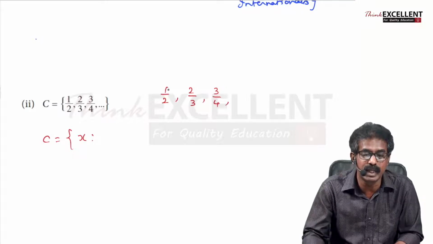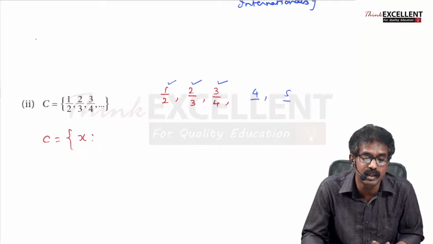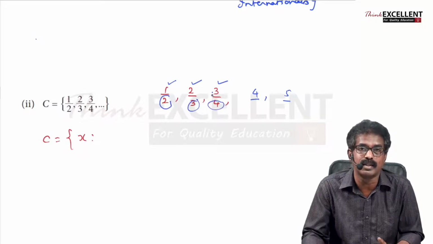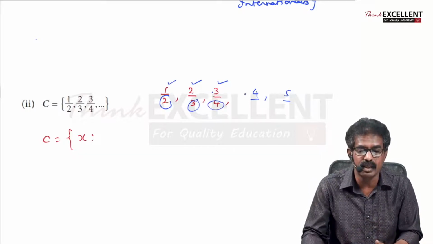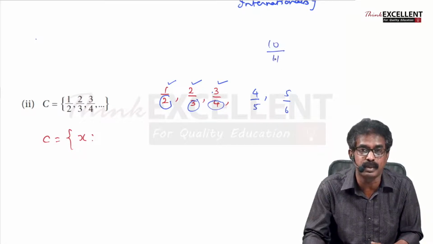See the numerators: 1, 2, 3, the next must be 4, next must be 5, etc. How can you write the denominator? If numerator 1 comes, the denominator is 2. If 2 is there, 3. If 3 is there, 4. Adding 1. Knowing the numerator, for the denominator you add 1. If 4 is there, 4 plus 1. If 5 is there, 5 plus 1. If 10 is there, 10 plus 1. Are you able to understand?